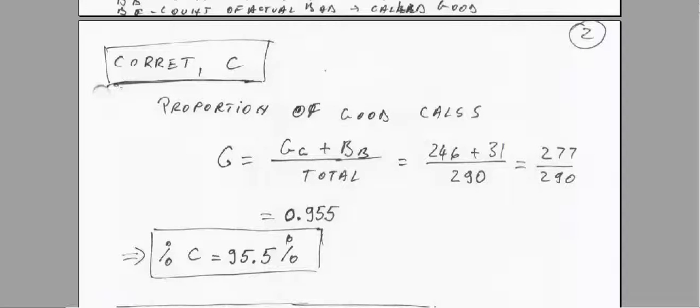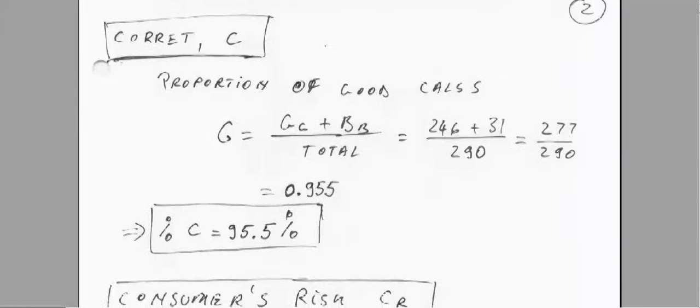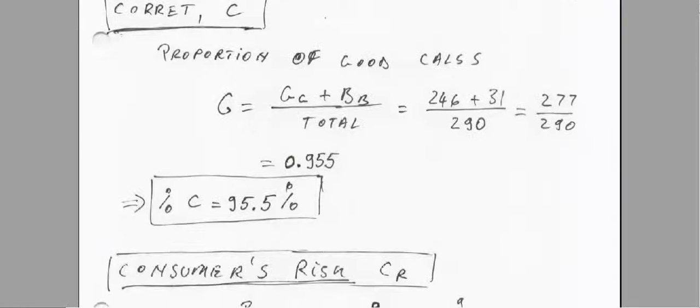Let's now look at the proportion of good calls here. This would be identified as GG plus BB over the total number of units, in this particular case 290. So 246 plus 31 divided by 290. So this would be 277 over 290, and this converts into about 95.5% proportion of good calls.